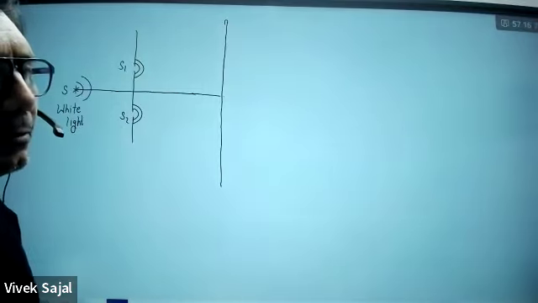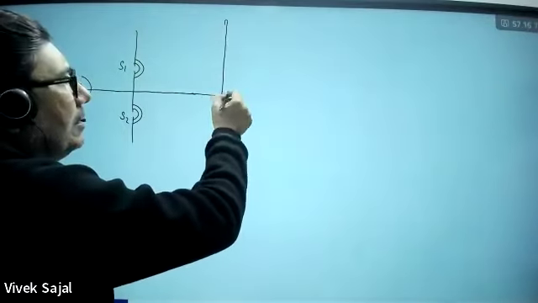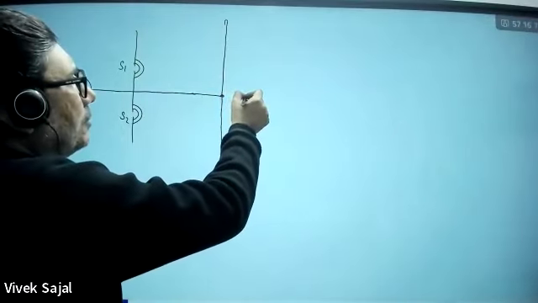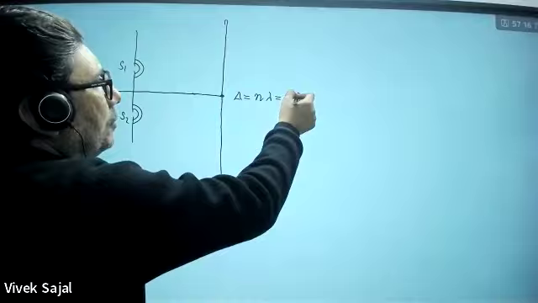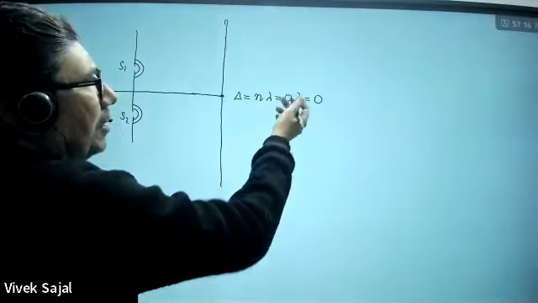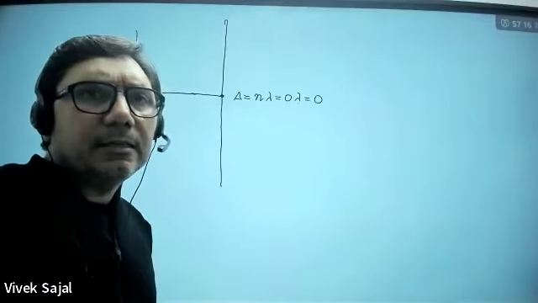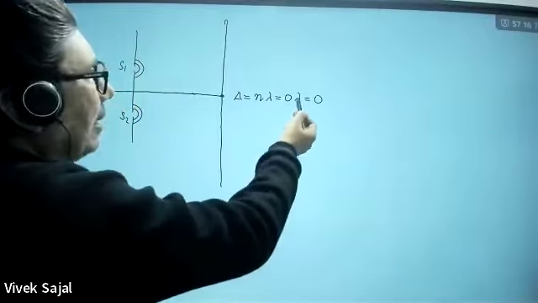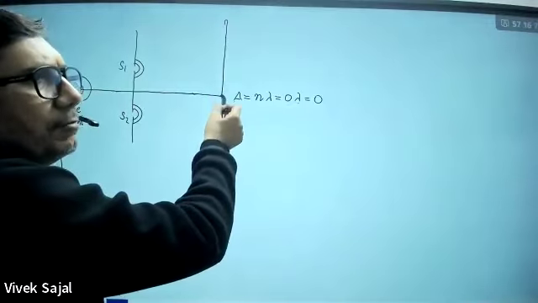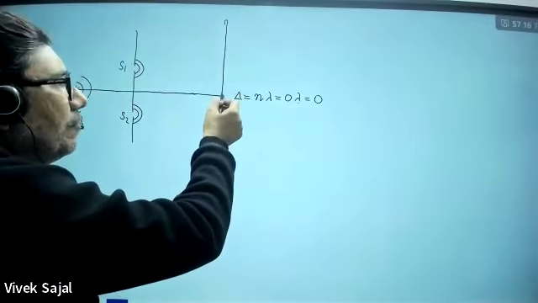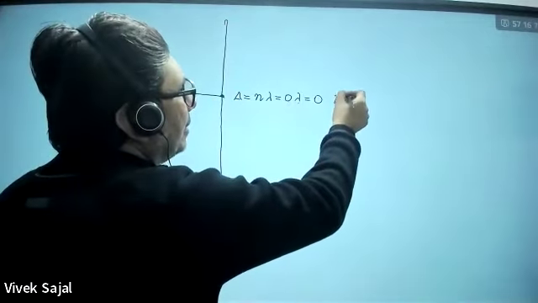So what will happen here at this point? What is the condition at this point? That is delta equal to n lambda, and n is 0 here. 0 lambda, so this will be 0. So lambda can be of any color. Try to understand, you can have red light, blue light, green light, yellow light. Lambda is not mattering here. So for every color of light, the path difference will be 0. So you are going to get a white maxima here. Central maxima will be white.